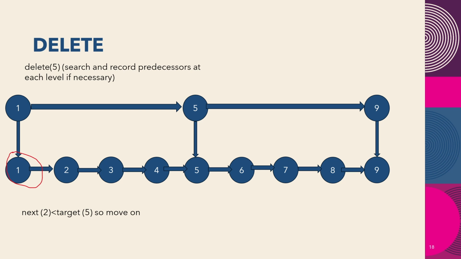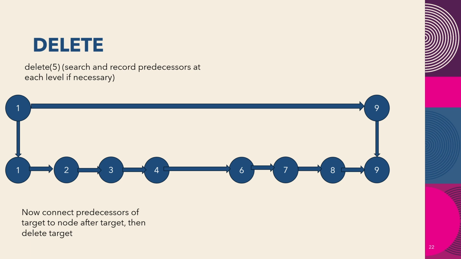We've now moved down to level 0. You can see we are at that circled node here, and we're going to check the next value. In this case, it is 2, which is less than our target of 5, so we're just going to move on. Now our next is 3, which is less. Now the next is 4, which is still less than our target. Now finally we have our next is 5, which is our target. So we know that our current node 4 is the predecessor for level 0.